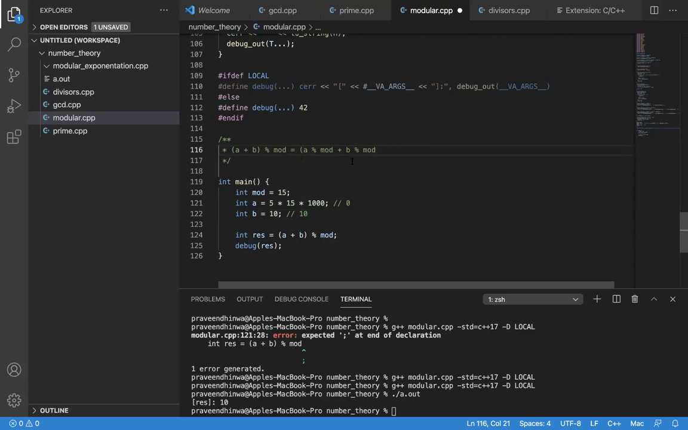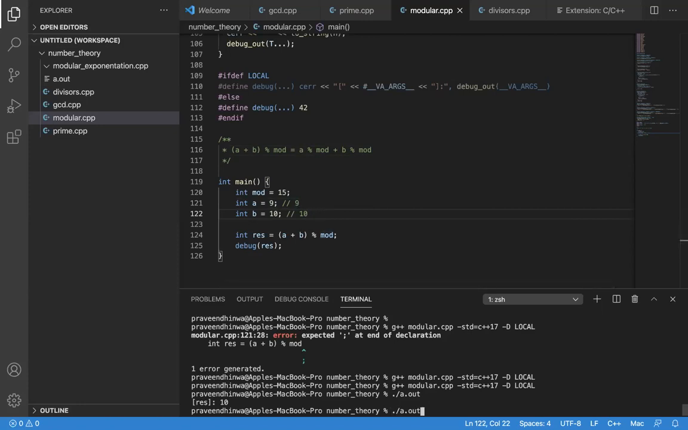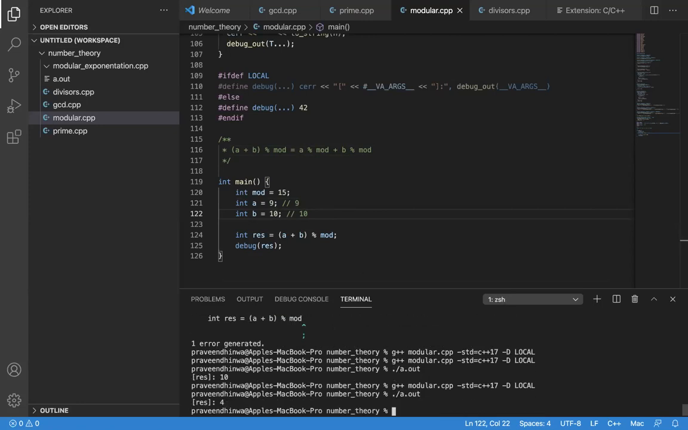Suppose instead of that, this number was, let's say 9. So this will become 9 plus 10, 19. You should do mod again. So 19 percent 15 would be 4. So this expression should be A percent mod plus B percent mod, and then you take percent mod again.